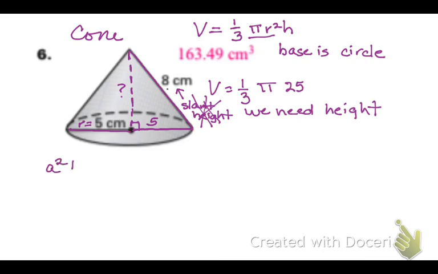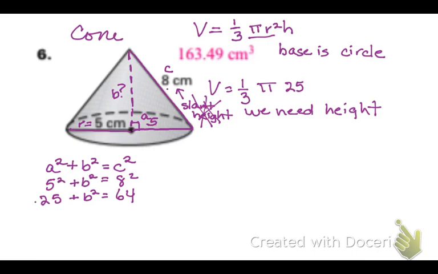So Pythagorean theorem, a squared plus b squared equals c squared. Let's use a equal 5, we're going to look for b, and of course the hypotenuse is c. So 5 squared plus b squared equals 8 squared. So that's 25 plus b squared is equal to 64. We subtract 25 from both sides, and we have b squared is equal to 39.